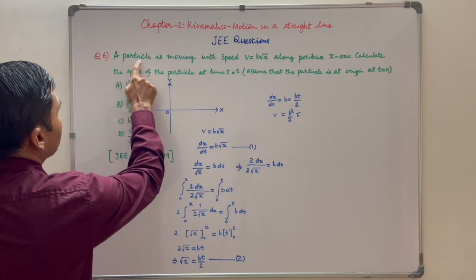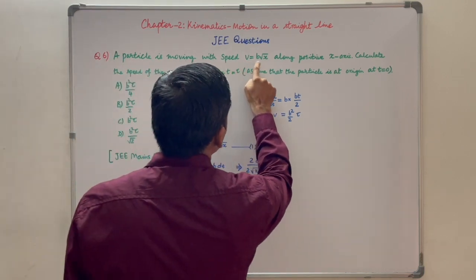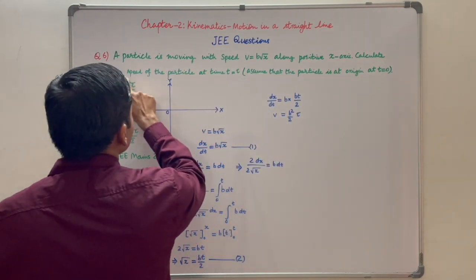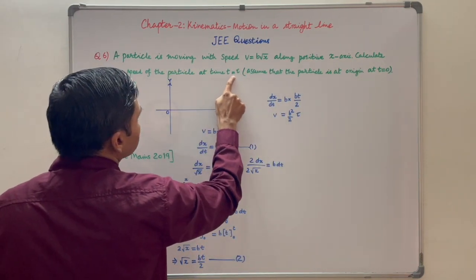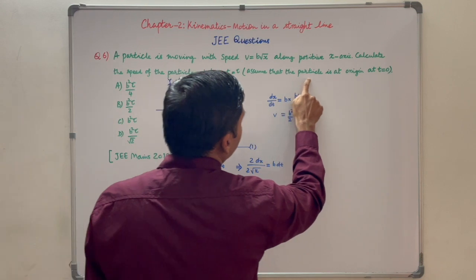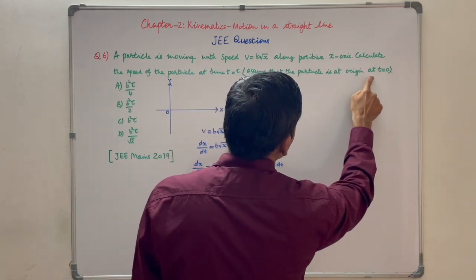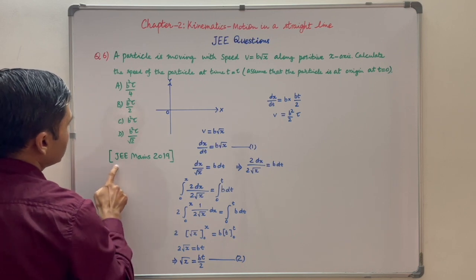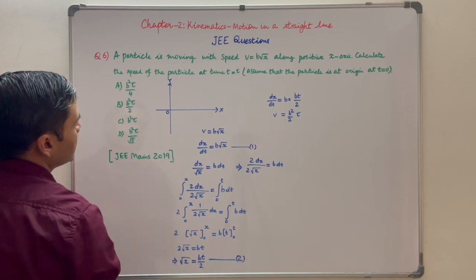Sixth question. A particle is moving with a speed v equal to b root x along the positive x-axis. Calculate the speed of the particle at time t equal to tau. Assume that the particle is at the origin at t equal to 0. These are the options given. This question appeared in JEE Mains 2019.